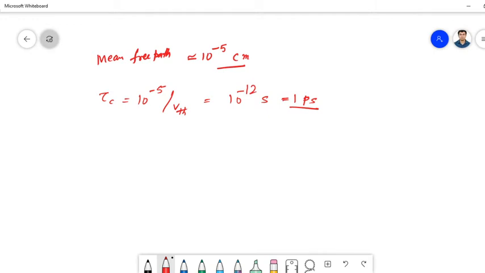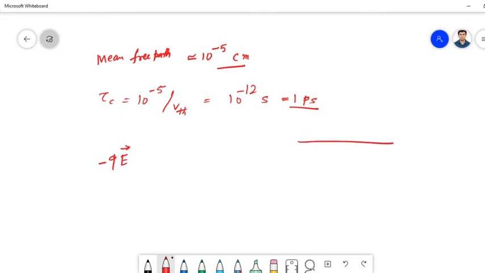Now when we apply an electric field, any charged particle under an electric field experiences a Coulombic force, right? So the Coulombic force for an electron will be minus q into E.